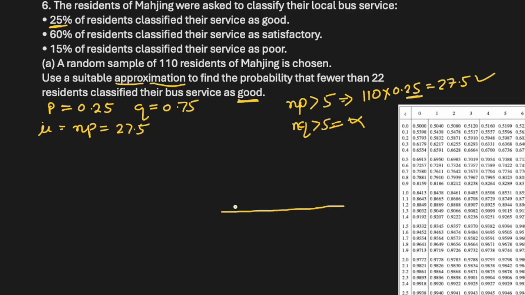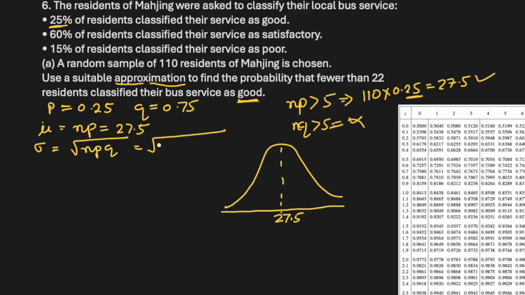So if we visualize the normal approximation, it will be something like this. The mean is 27.5, and we need a standard deviation also, which will be the square root of npq, which is 0.25 times 110 times 0.75, square rooted, and which I'm getting as 4.54, to 3 significant figures. Now our question is that we have to find the probability that it is fewer than 22.